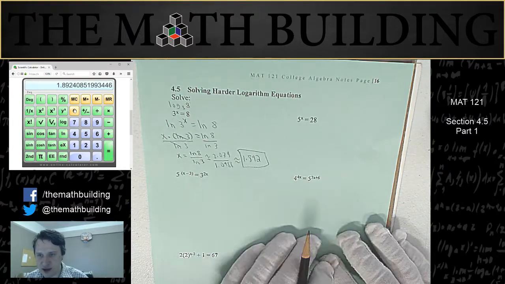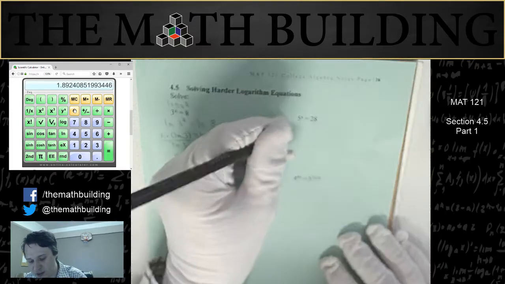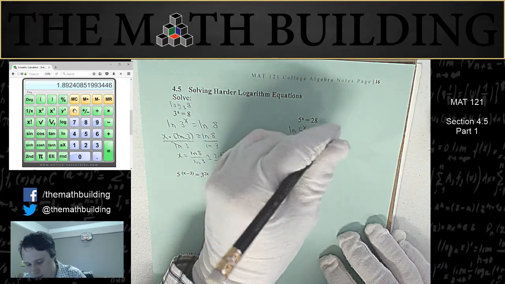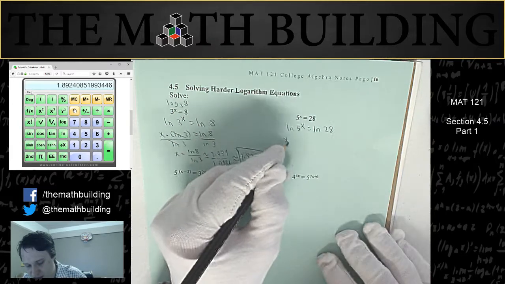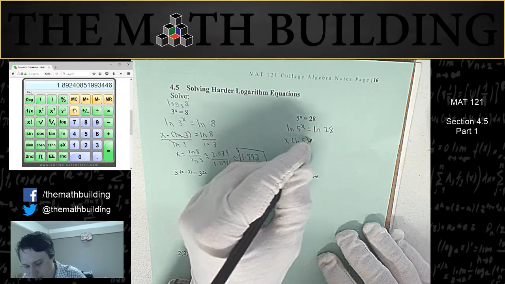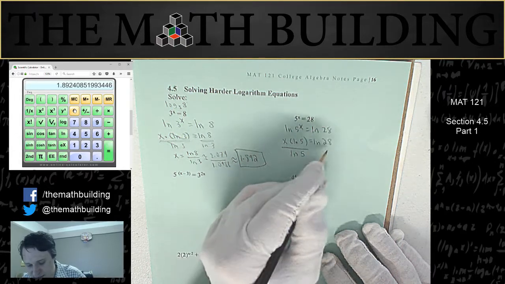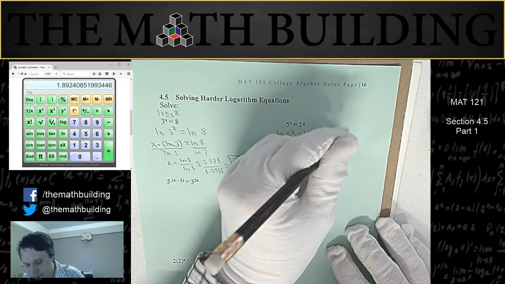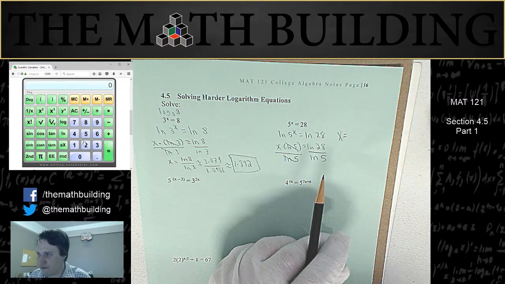All right, so same thing on this one. 5 to the x equals 28. By taking the natural log of both sides, we're going to see the change of base formula fall out. So ln of 5 to the x equals ln of 28. X comes out in front. And divide both sides by the ln of 5. So x equals the natural log of 28 divided by the natural log of 5.